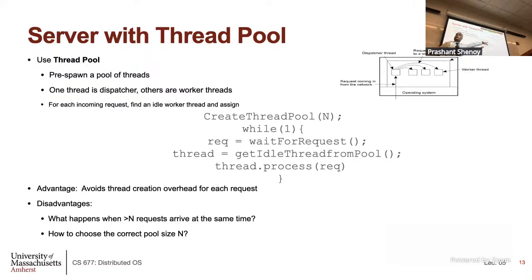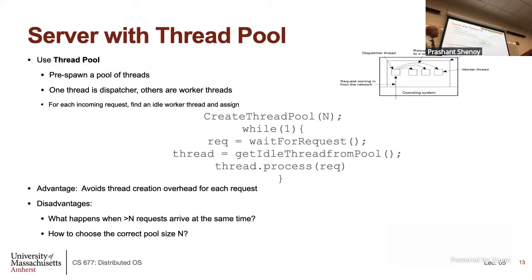So you first create the thread pool. It has size of n. So you created n worker threads. Then you sit in a loop. You wait for a request. When a request comes, you no longer create a new thread. You look for an idle thread in the pool. An idle thread is one that's not already processing a request. And then once you get that thread, you ask that thread to process the request. So now you have avoided the overhead of repeatedly creating threads because you just created them when the server started, and then you're using the threads to process new requests when they arrive.